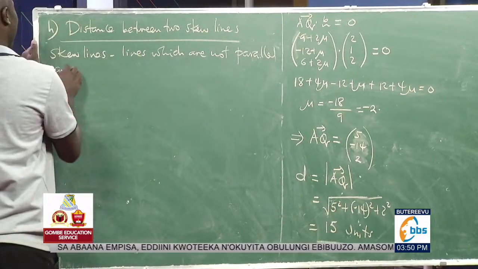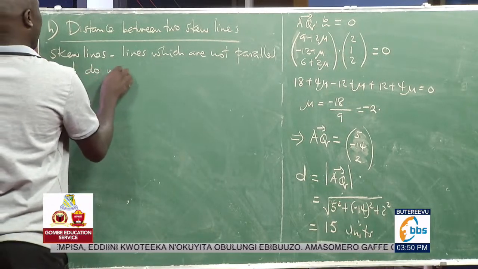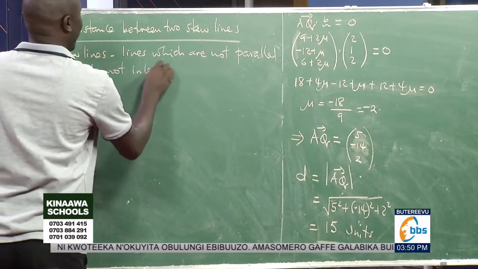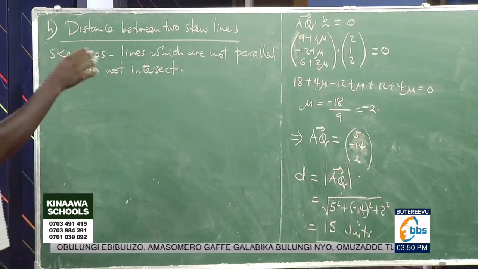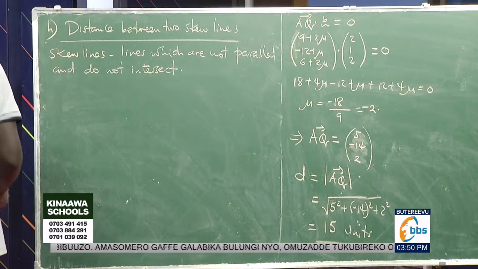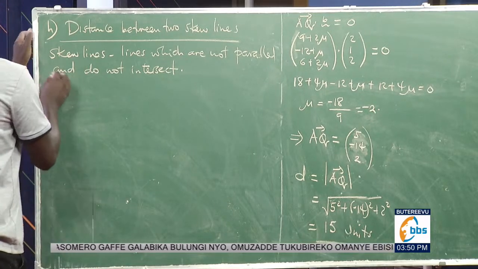And do not intersect. So how can you tell that two lines are not parallel, are skew lines?